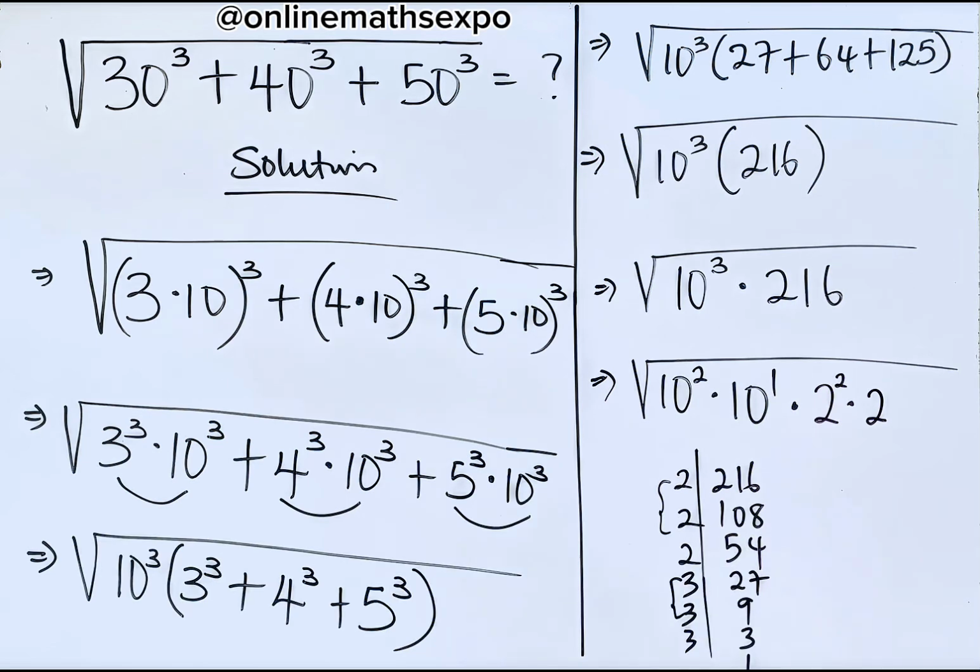Then let's take this one in twos, okay? So we have 3 to the power of 2, then this is multiplied by 3. So 216 is the same as this.